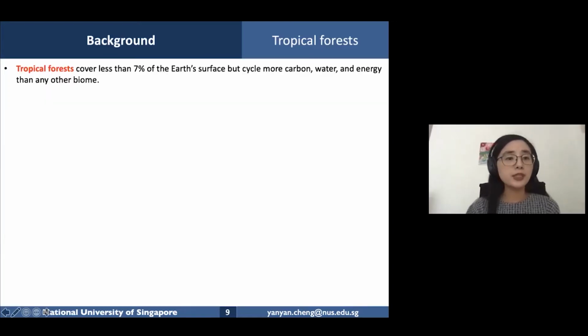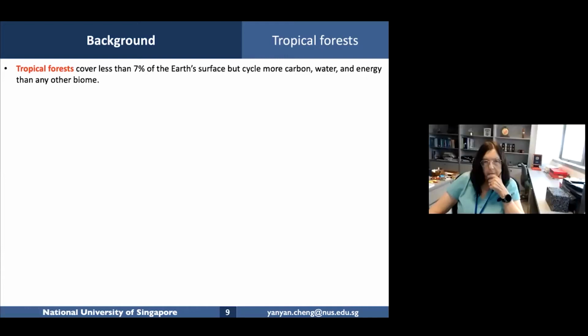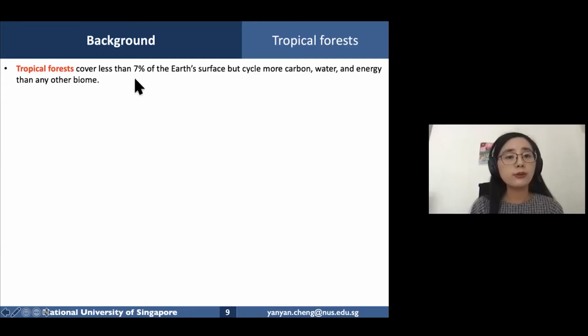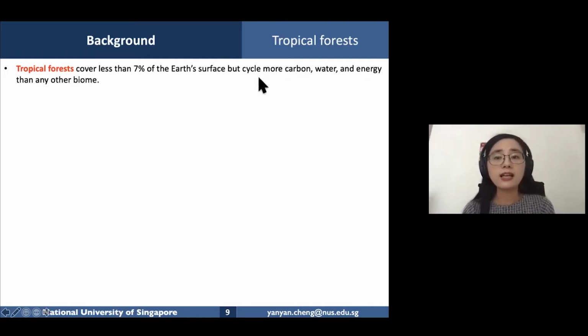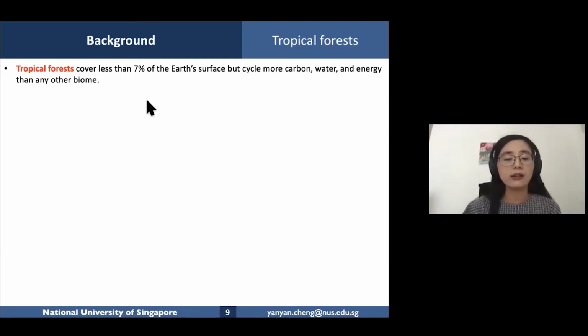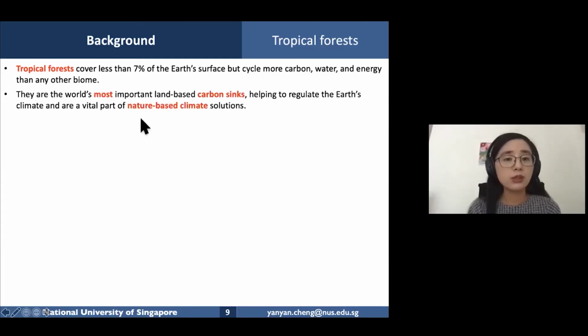And the reason we are particularly interested in the tropical forest is because even though the tropical forest covers a very small area, only 7% of the Earth's surface, it cycles more carbon, water, and energy than any other biome. They are the world's most important land-based carbon sinks. They help to regulate the Earth's climate, and currently they are a very important part of the nature-based climate solutions.